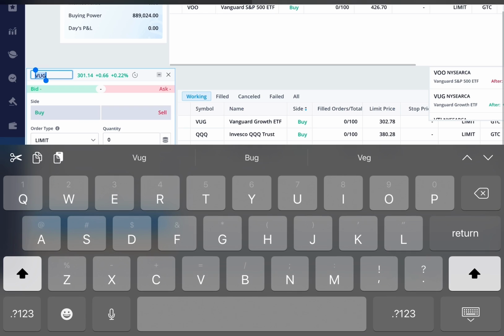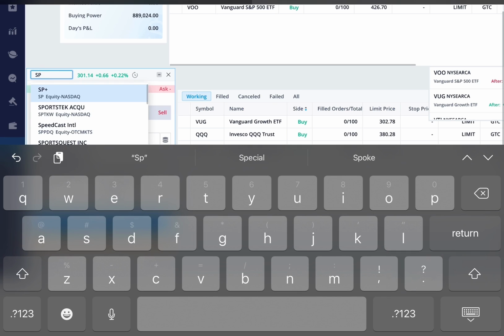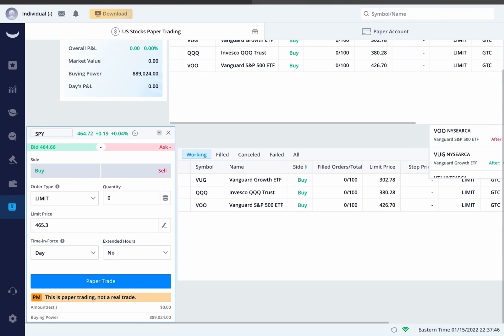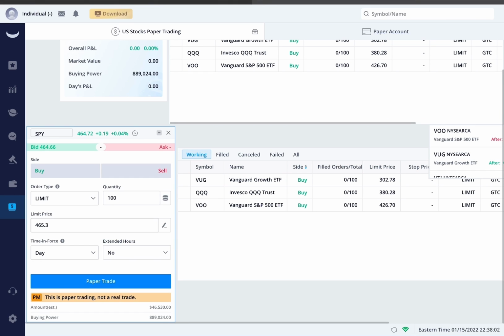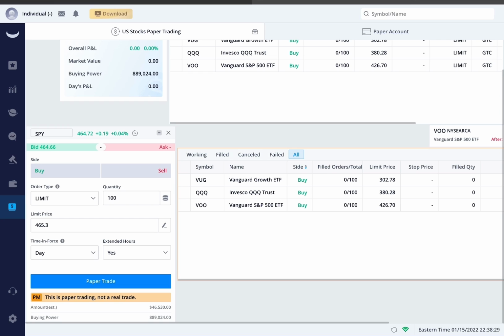Next, I'm going to go for SPY, which is another S&P 500 ETF. And just so you know, these are all ETFs, or most of them are ETFs, which are exchange traded funds. So this one here is $464.72, limit, and then I'm going to get 100 shares of that at 465.30. I'm going to choose GTC and extended hours, yes, and go ahead and paper trade. Remember, this is paper trading. This is not real. And this is me just showing you how you can practice making purchases. So then I'll go ahead and click on paper trade and hope it goes through. All right, so that's SPY, and I'll click on all to see if it'll show up. And it's not showing up yet.